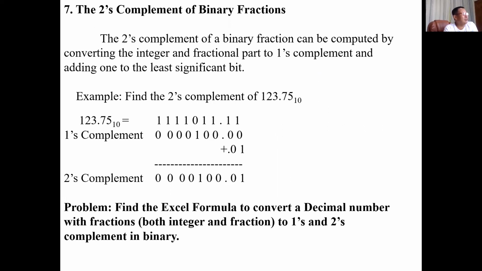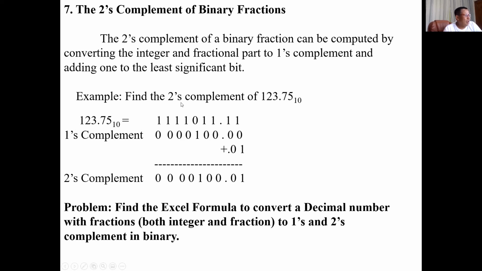Now, let's convert. How do we convert a fractional value into 2's complement? We apply the same process, but this time the one you add is added to the least significant bit. The leading zeros and the trailing zeros are important. We do not erase them in 2's complement because they were once converted to zeros.